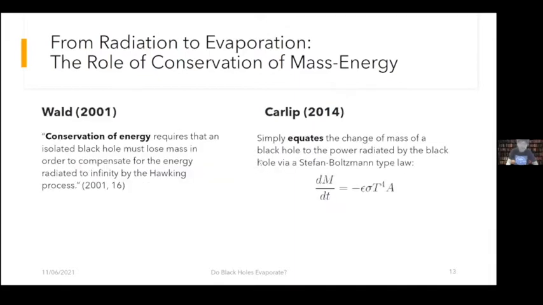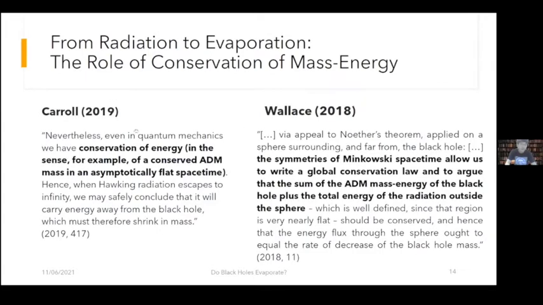Wald says more explicitly in the 2001 Living Review that conservation of energy requires that an isolated black hole must lose mass in order to compensate for the energy radiated to infinity by the Hawking process. And Khalid just equates it to a Stefan-Boltzmann type law, where the right side is just the power radiated by a massive object, but he equates it to dM/dt, which is equating the power loss outside to the loss in mass inside the black hole. And Carroll and Wallace talk about it differently, and I'll talk about this later as well.